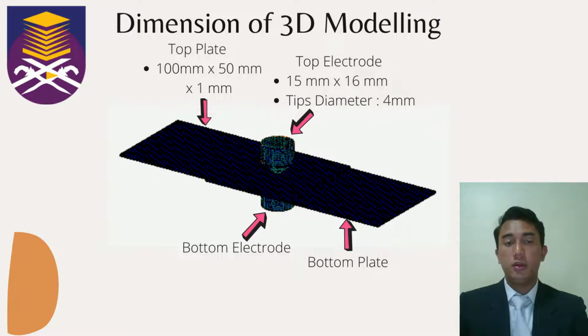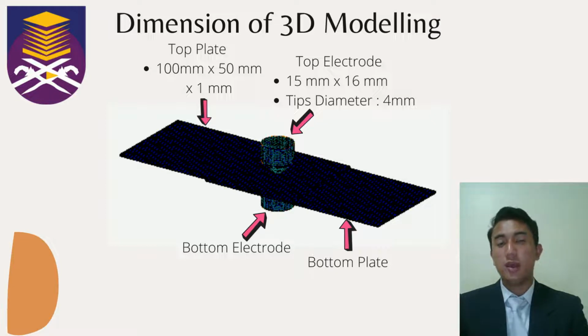As you can see here, this is the dimension of the 3D modeling that consists of the top plate, which has the dimension of 100 millimeters times 50 millimeters times 1 millimeter, and the top electrode that has a dimension of 15 millimeters times 16 millimeters. The tip diameter is 4 millimeters. So it has the top electrode and the bottom electrode, which are the same size, and also the top plate and the bottom plate that have the same size.